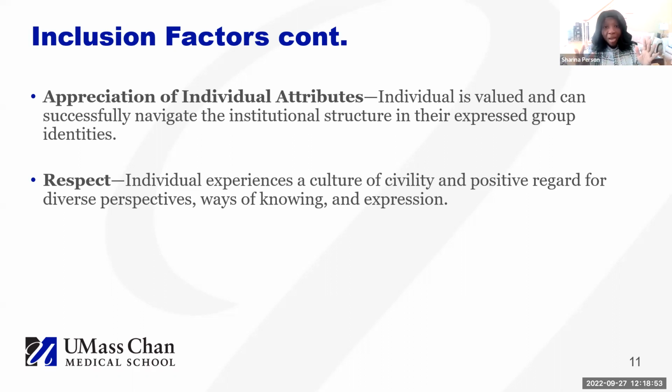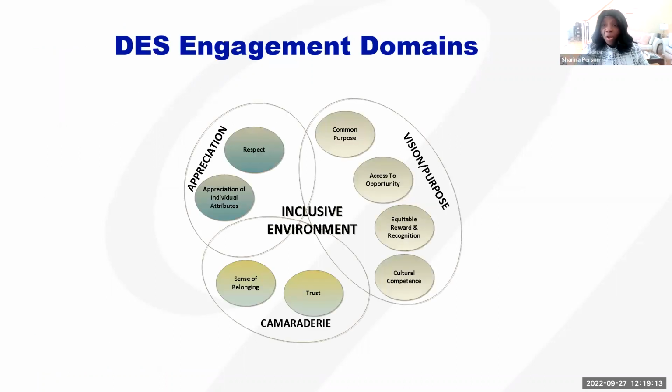We have 22 items that are spread across those inclusion factors, questions that specifically are aimed at trying to really capture information about those inclusion factors. Now, we've just been talking about inclusion factors. So how do we marry this with engagement research? The way we do that is that those inclusion factors cluster into these 3 engagement domains.